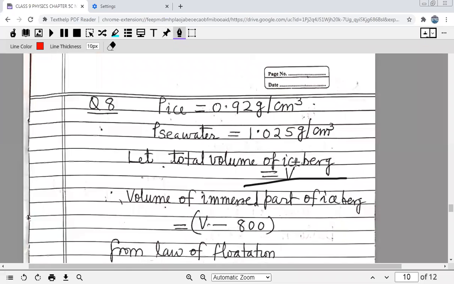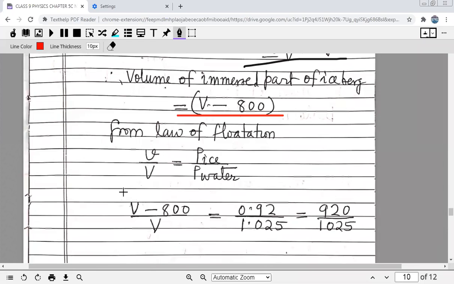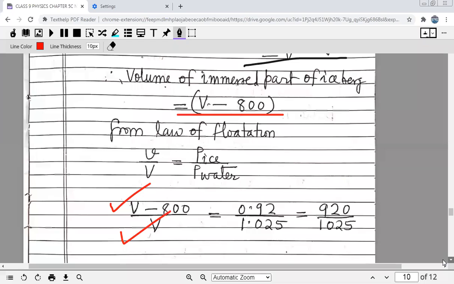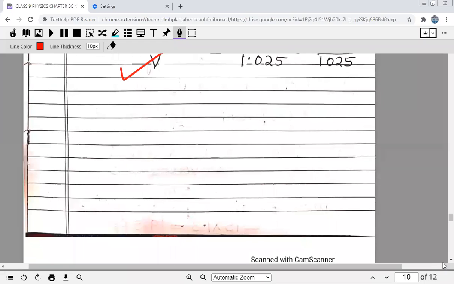Who can tell? Total is V, 800 is outside, so the immersed part is V minus 800. From the law of flotation, you apply small v upon capital V equals rho ice upon rho water. Small v is V minus 800, capital V is this. You substitute the value, cross multiply, and you will get the capital V. Here I am not doing the calculation.